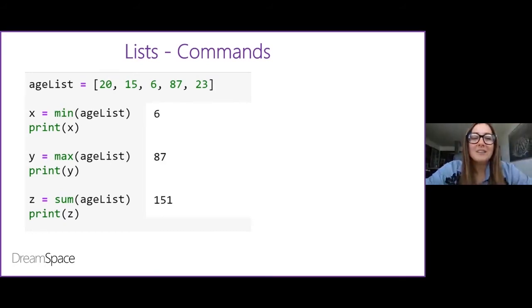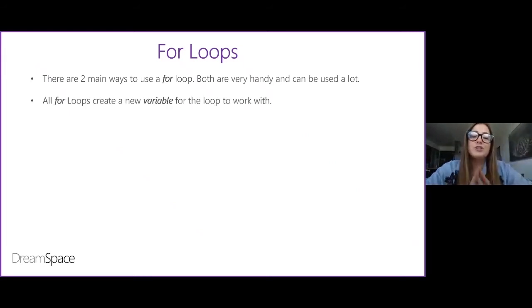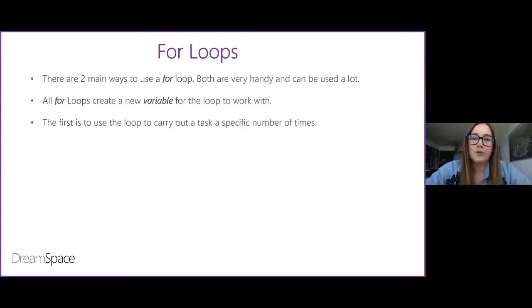So lists are really, really useful, and they're really handy, and the commands can allow us to do a lot of different things when we're solving problems. But this week, we're going to be looking at for loops as well, because last week we had a look at while loops, and Damien just showed you there how you use the while loop in your home challenge. But for loops are a little bit different, and they can be really handy. And there's 2 different ways that we use a for loop.